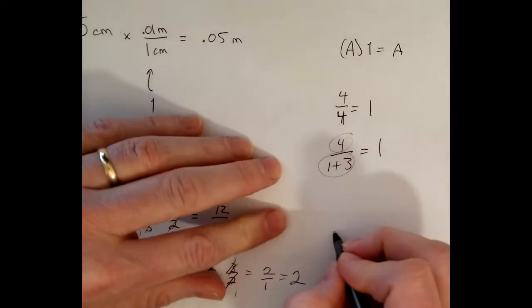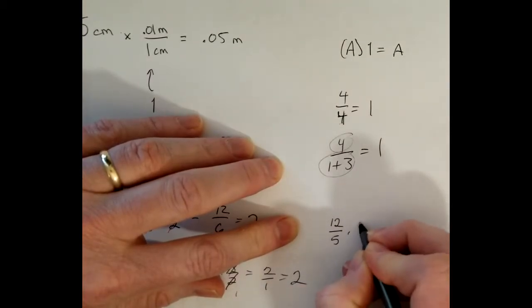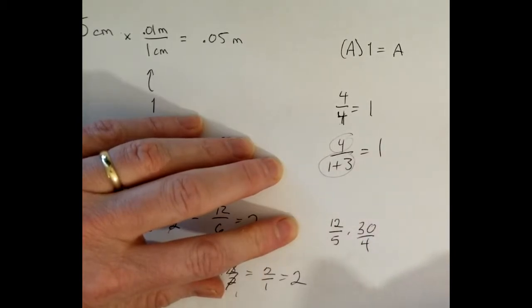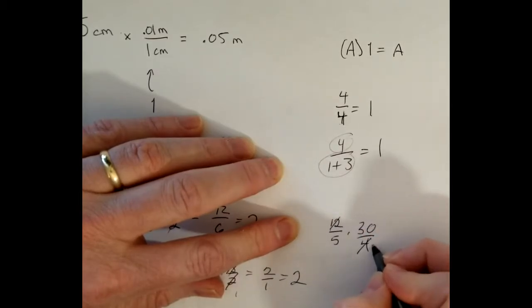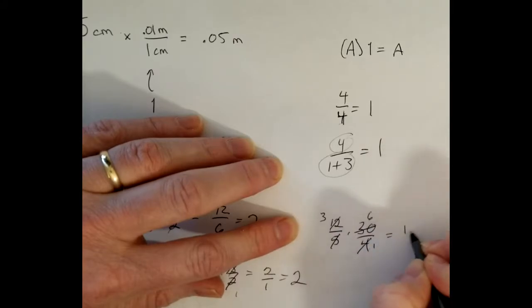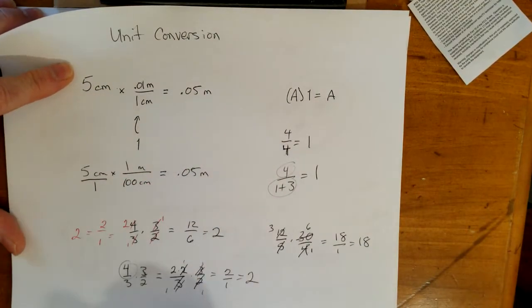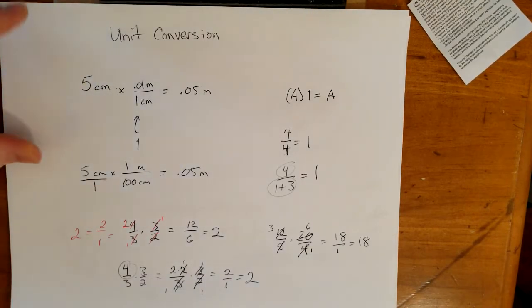Let's do one more. If I have 12/5 times 30/4, well, 4 goes into 12 3 times, 5 goes into 30 6 times, and I'm left with 18 over 1, or just 18. The same thing's happening here. I can take anything and always make it a fraction, just by putting it over 1. And so now I can get rid of common factors here.